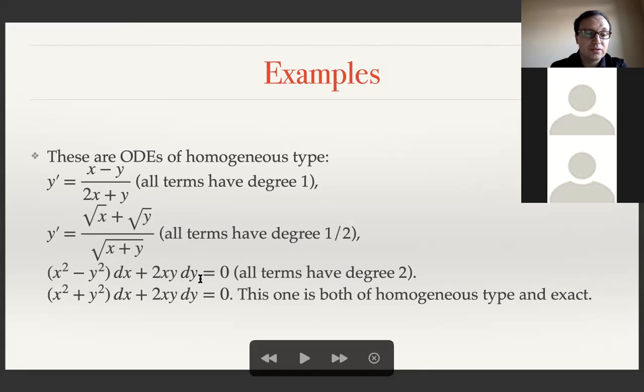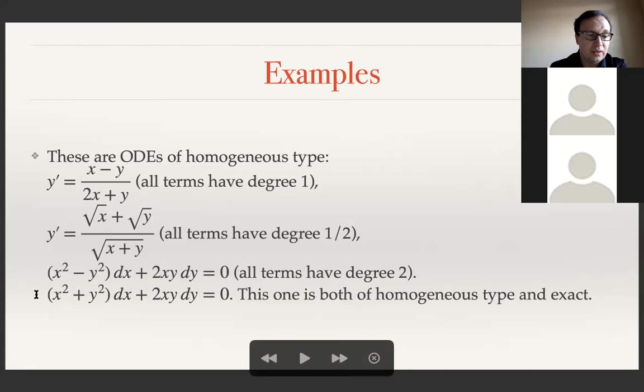So this equation is written in differential form. It is very clearly homogeneous, and it may yet be exact. So either this one or the one below it is exact. But I don't remember which one it is. Oh, it says here. So this one is both of homogeneous type and exact.